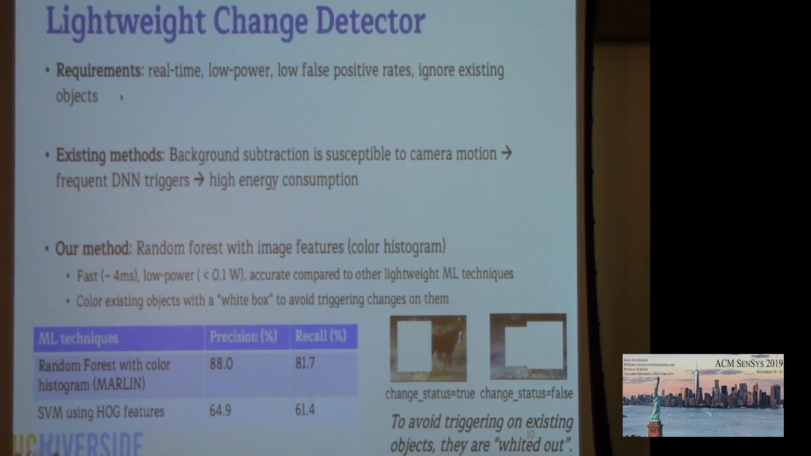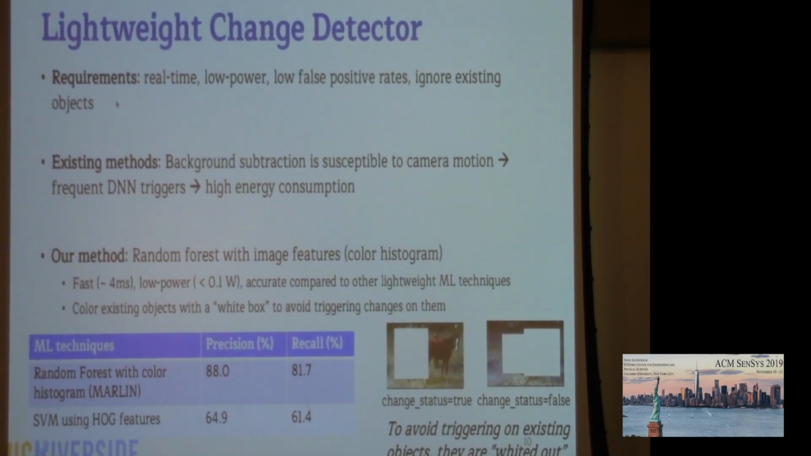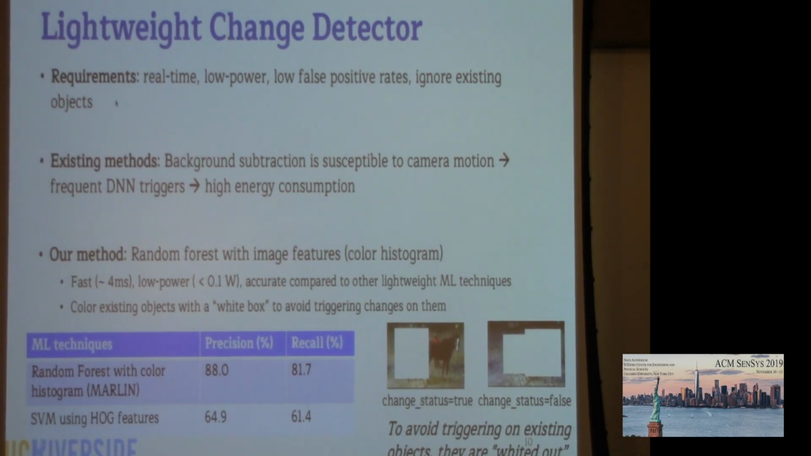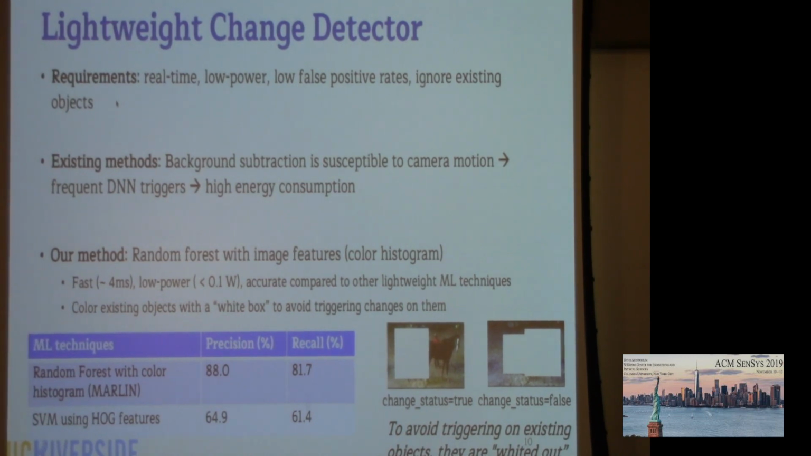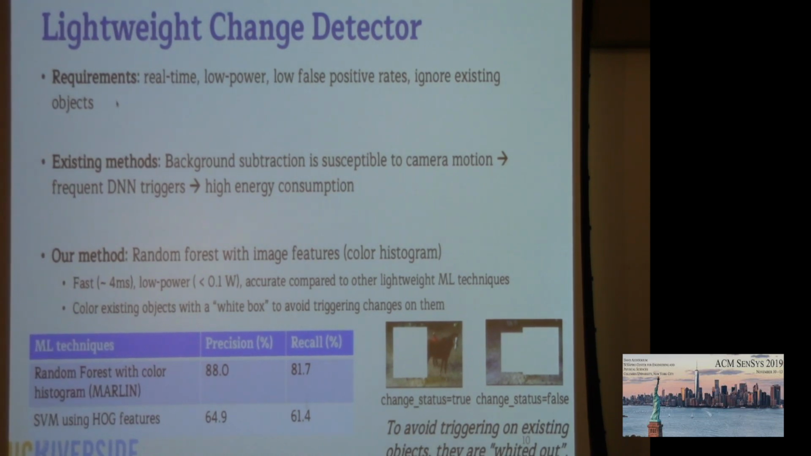Our method is a random forest with the input of the image feature being the color histogram. So it is fast, it takes around 4 milliseconds on the phone, it's low power, with less than 100 milliwatts energy consumption, and it's accurate when compared to other machine learning techniques that we have in comparison. For example, it has higher precision and recall compared to a support vector machine using HOG features.